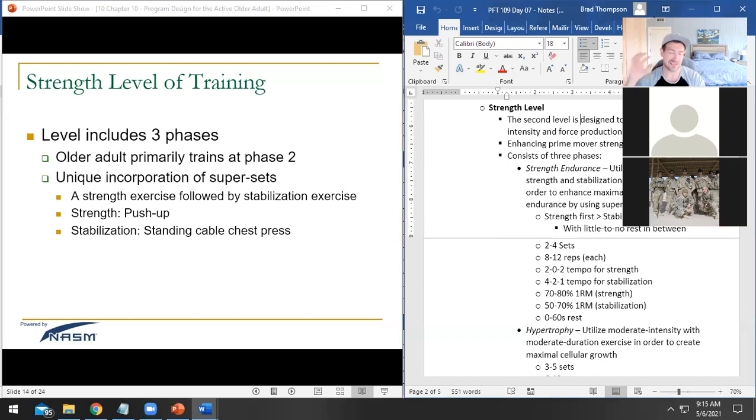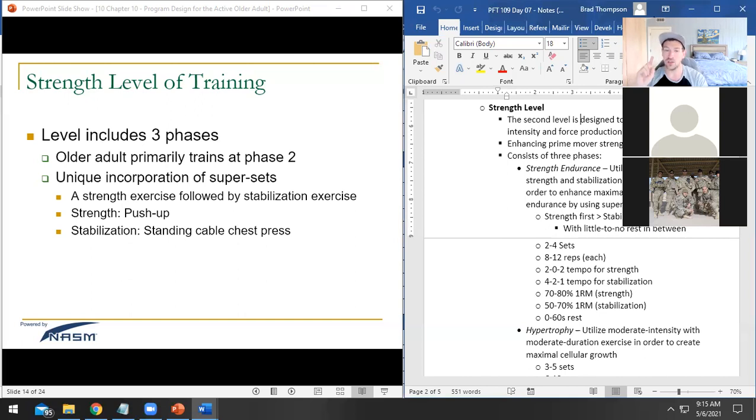You can rest between sets, but you don't rest between exercises. So that's what a superset is. Now, in NASM's strength endurance level, you are going to do a superset technique, but there are 2 additional rules.